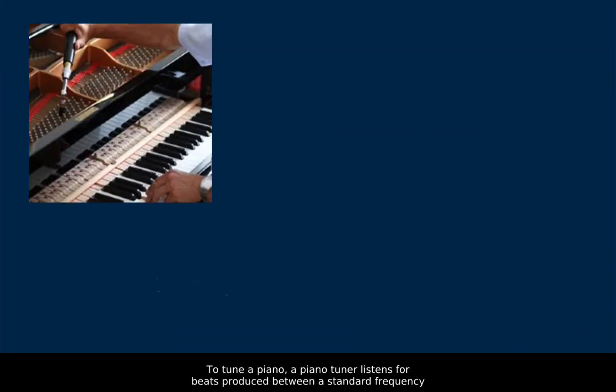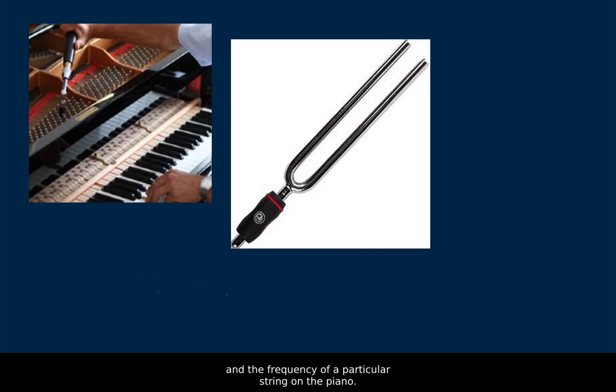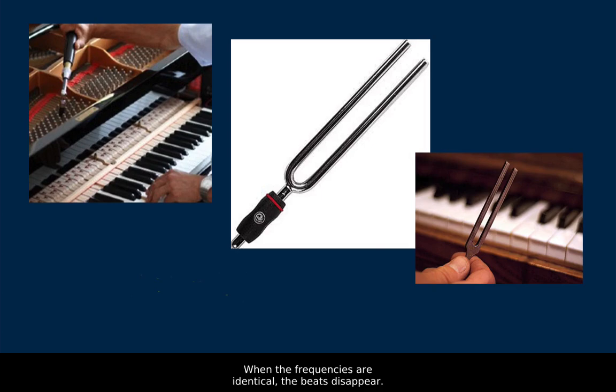To tune a piano, a tuner listens for beats produced between a standard frequency and the frequency of a particular string on the piano. When the frequencies are identical, the beats disappear. Beats can help you tune a variety of musical instruments. Simply listen for beats between the tone of your instrument and a standard tone produced by a piano or some other instrument.